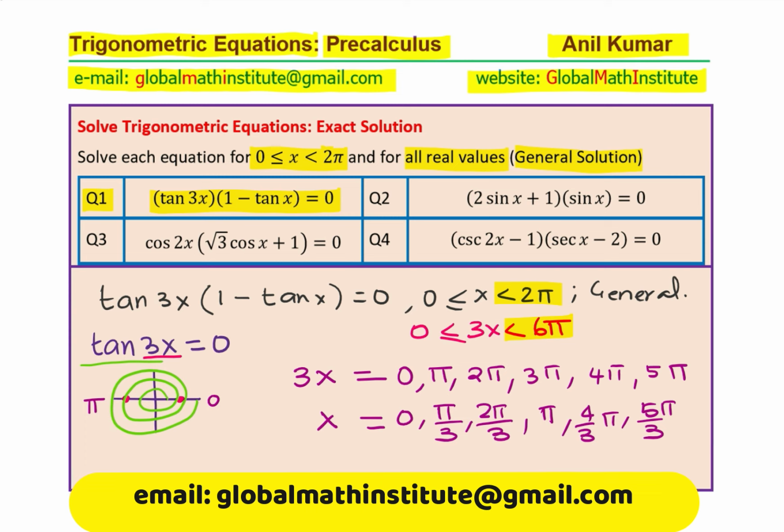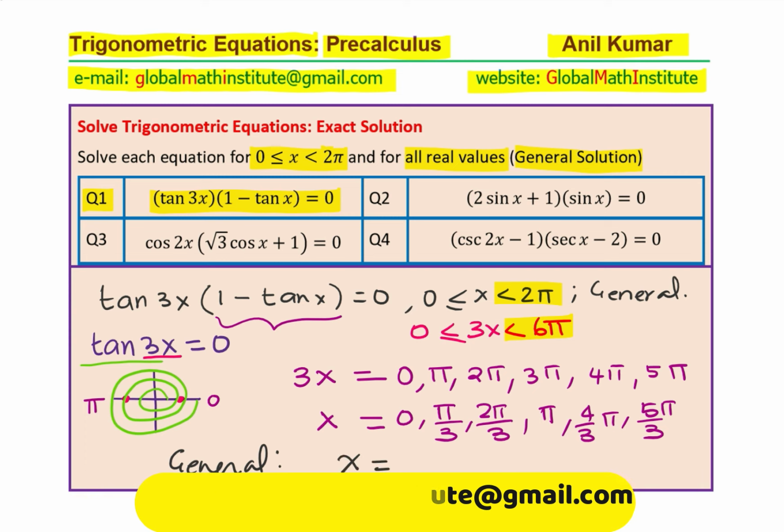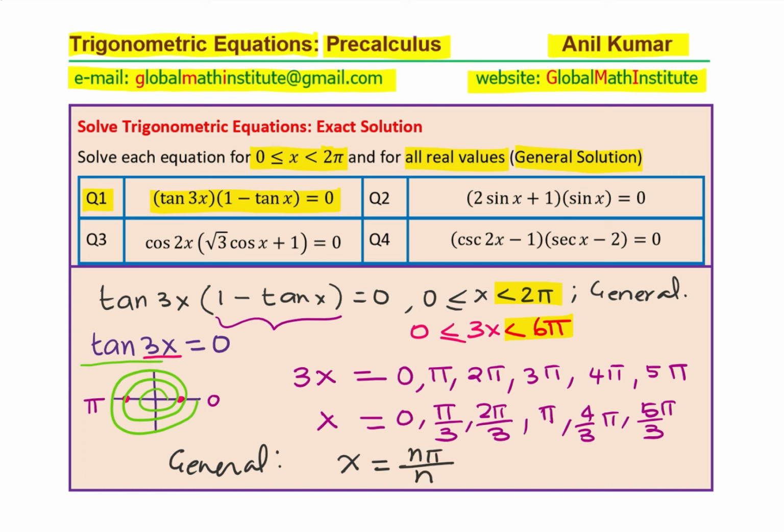Now we have to look for what happens when 1 minus tan x is 0, or tan x is 1, correct? Anyway, let me also provide you with the general solution for this part, right? So general will be what? Means any value, right? So basically we get x equals to, as you can very clearly see from this particular solution, that x is all the multiples of pi by 3, right? So n pi by 3. Makes sense? N pi by 3, right? Where n belongs to the set of integers.